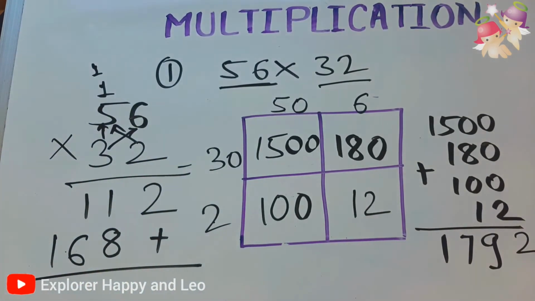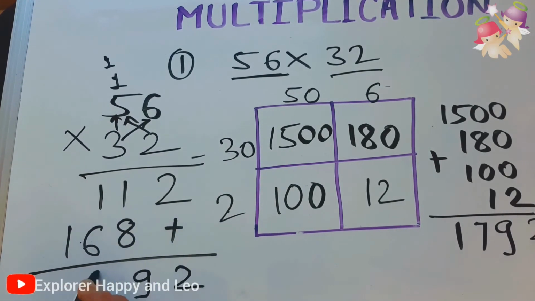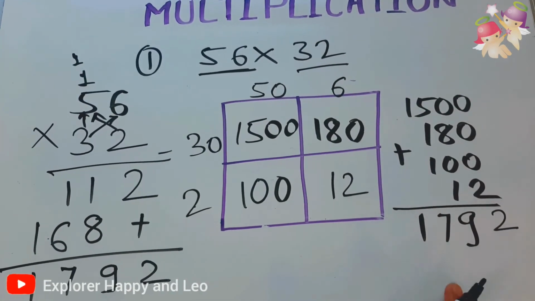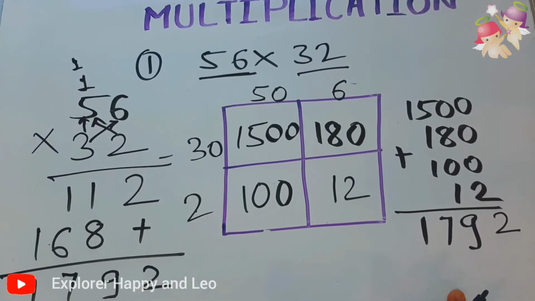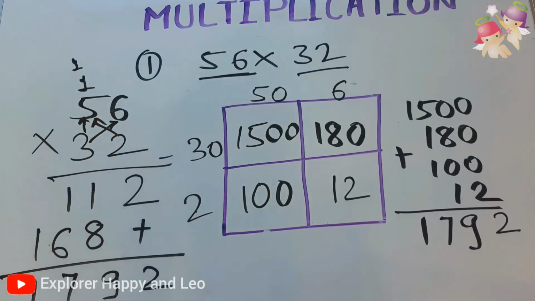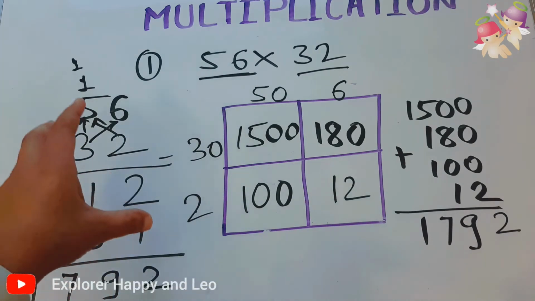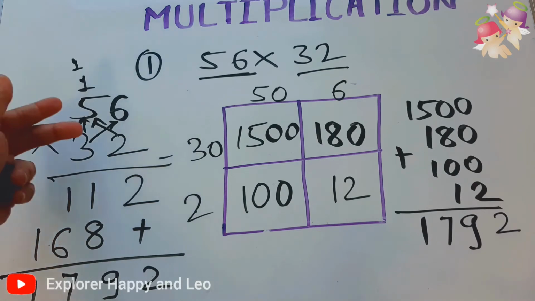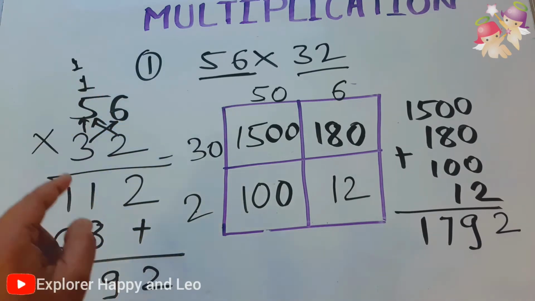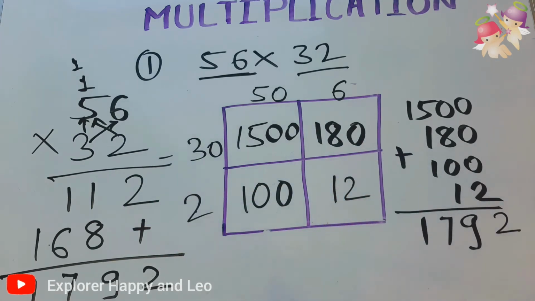Right? Now the answer will be 2, 8 plus 1 is 9, 6 plus 1 is 7, and 1. 1792. The answer is the same, right? But here you will get a lot of confusion, and it is difficult to understand when you are teaching kids for the first time, right? When we are teaching our kids 2-digit multiplication for the first time, this method will create a lot of confusion. The box method is very clear to understand, very clear to explain, and gives the result faster, right?